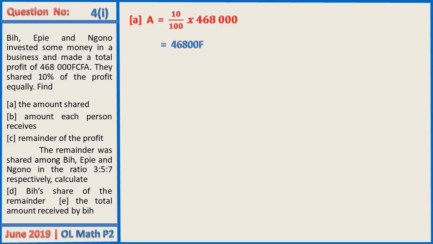B, the amount received by each person. We are being told that for this amount, they share it equally. So each person receives 1/3 of this amount, which is 15,600 francs. Now C, the remainder of the profit is shared amongst B, Epie, and Ngono in that ratio respectively.